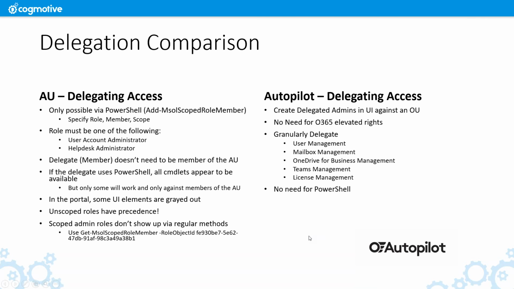From a delegation perspective, when you're delegating access, as Vasil mentioned, there's really just the two roles that you can assign. Within Autopilot, we can get very, very granular with not only the roles that we're granting, but we can also get very specific as far as what you can do within those roles. Again, this is not just an Azure Active Directory delegation. We can deal with user management, obviously. We can deal with license management. We can deal with Exchange Online, OneDrive for Business, Teams, those type of things. And again, no need for PowerShell.